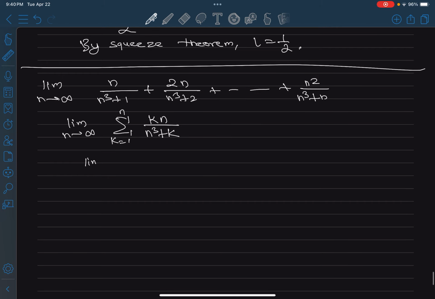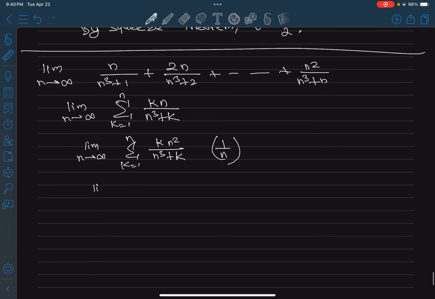Now to make a Riemann sum, we introduce a 1 by n over here, and that makes it 1 by n squared. Then we divide both numerator and denominator by n cubed. That makes it k by n divided by 1 plus k by n squared, and then times 1 by n. Note that this 1 by n is the step, with limits 0 to 1, which are the limits of our integral.